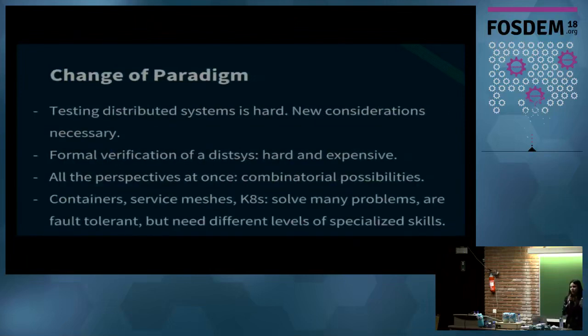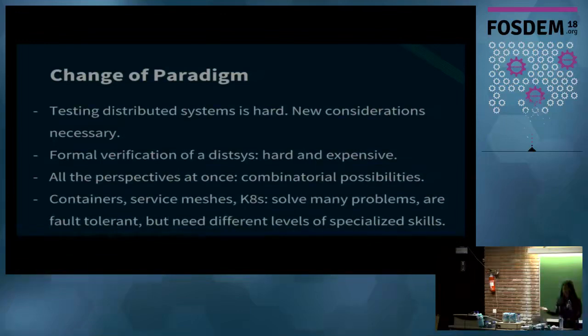Okay, so testing distributed systems is hard and new considerations are necessary. I don't know how many of you are familiar with the formal verification of a distributed system, but it is really hard. And when I say formal verification, I'm talking about the academic aspect of it. Very few distributed systems in the world are formally verified. And that is not good, that is not bad. In our ideal world, every single distributed system would be verified, but it is very expensive, it is very hard, and it takes a lot of time.